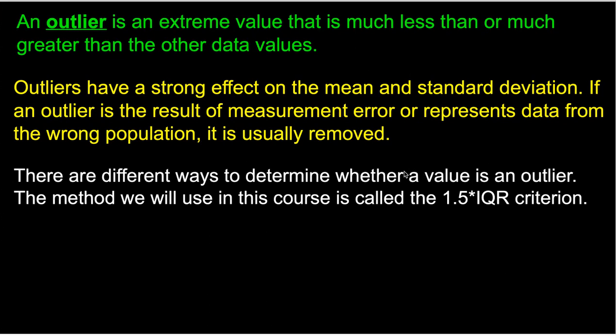Outliers can have a strong effect on the measurements of a data set, like the mean and standard deviation, which is a measure of spread that we're going to learn how to calculate next. So if we find outliers, a lot of times we just toss those out of the data set if we have evidence that it is an outlier, and that's what we're going to look for today. And that test is called the 1.5 times IQR criterion, and it's pretty straightforward.